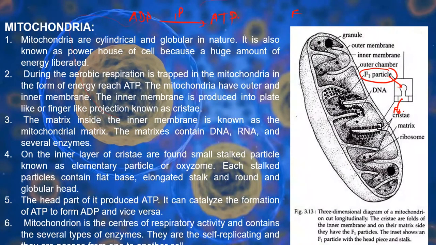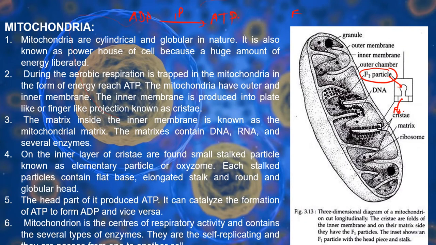In the cristae you will find stalked particles known as oxysomes, and oxysomes have three parts: stalk, base and head. The head synthesizes ATP, and that is why oxysomes are known as the functional unit.